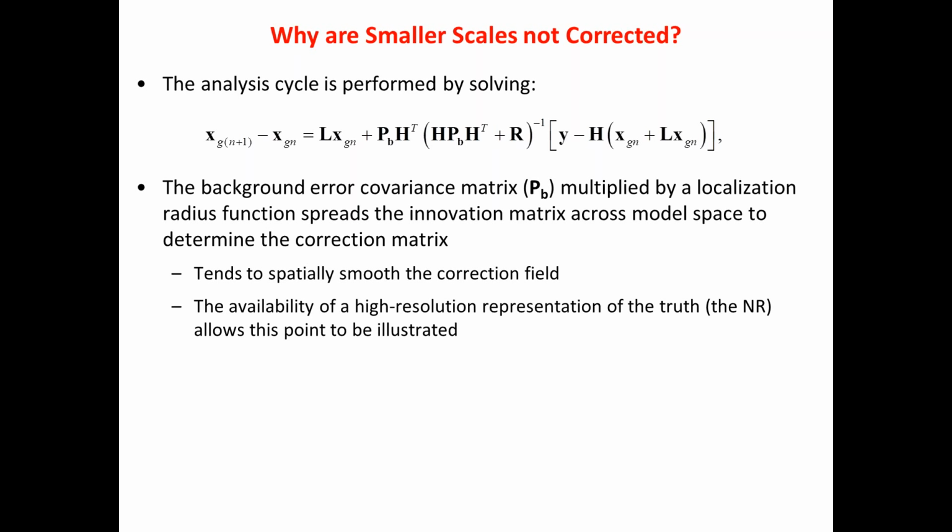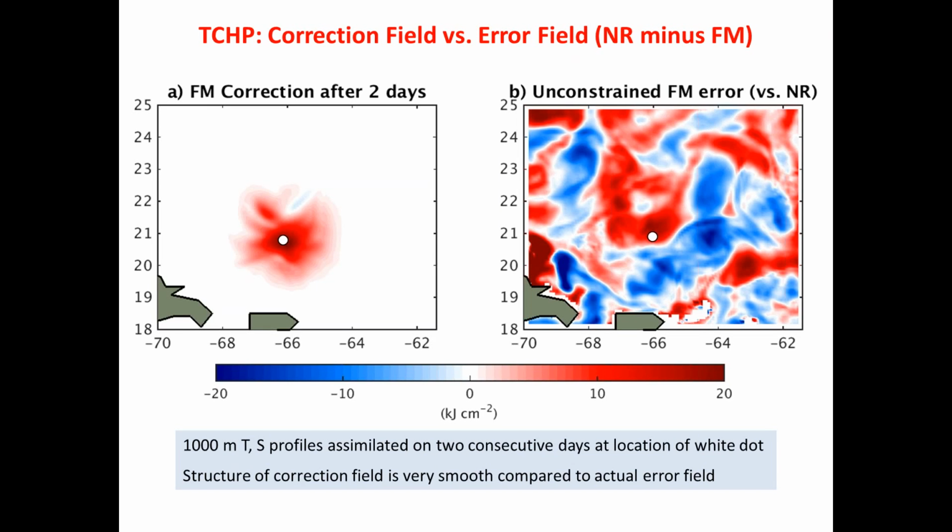And the error covariance matrix tends to have a smoothing effect, and it tends to smooth the correction field. We can take a look at this, given that we have the high resolution representation of the truth in the nature run. I can show an illustration of that. This is a case where a temperature salinity profile was assimilated on 2 consecutive days at the location of the white dot. On the left, you see the resulting correction after 2 days.